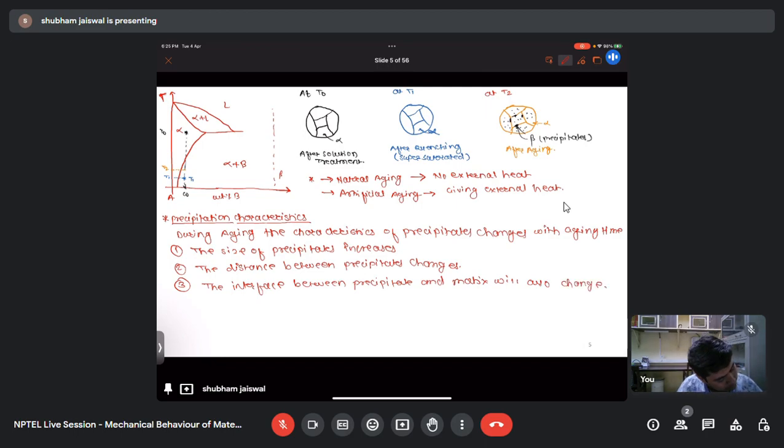So let's say this is my precipitate, the red one. Okay, this is precipitate, and this is the matrix, the white portion, the remaining. So this interface that I am showing in the blue will change as the size and shape of the precipitates changes.